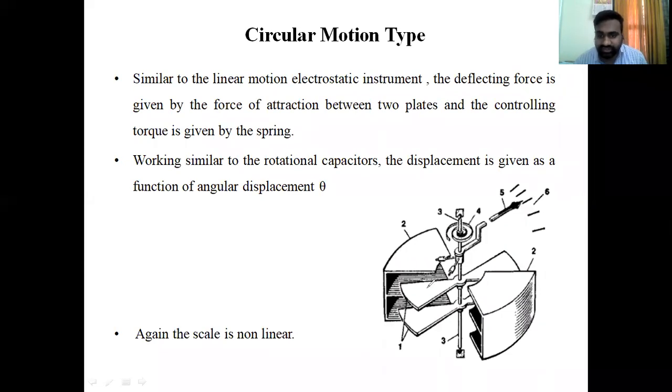So this is a fixed vane, and this is the movable vane, and here we have the spindle. On the vertical spindle we have the spring. See, this is the spring, the control spring.